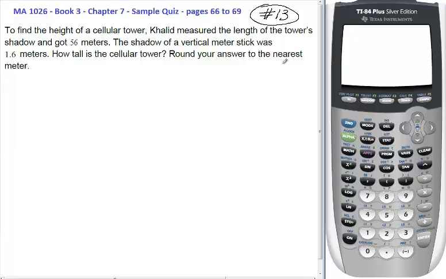Now that's important. Nearest meter, of course, means what? No decimals, right? So our answer, we round it to the nearest whole number. So no decimals in your answer.